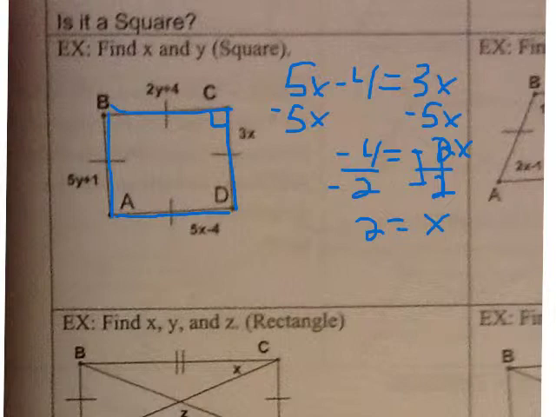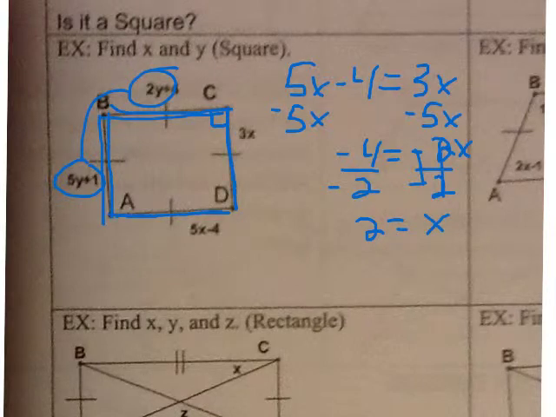Okay? Now I can do the same with y, right? So 2y plus 4 equals 5y plus 1. Those things are equal. And so I can do the same thing there. Why don't you try that one, and then I'll check to make sure you did it right tomorrow in class. So once again, equal sides of the square. So we're just going to set this stuff equal to each other.